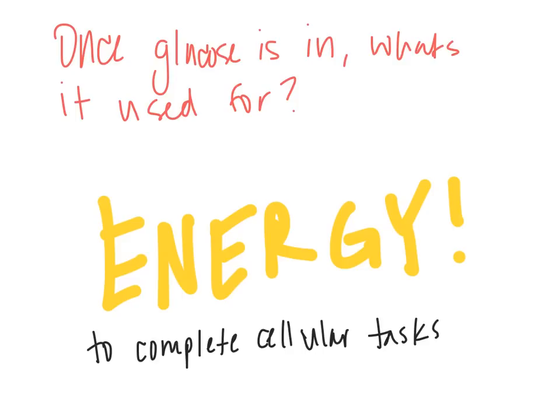So once glucose is in, what is it used for? The key thing is energy. So our glucose, or our sugar, gets into our cell, and we're going to use it for energy. And all that energy is to complete cellular tasks, and that's where you're going to get further in your biology. But the key is that we need it for the energy, because that's the whole purpose of eating in the first place, is to get the energy from the food to be able to survive.